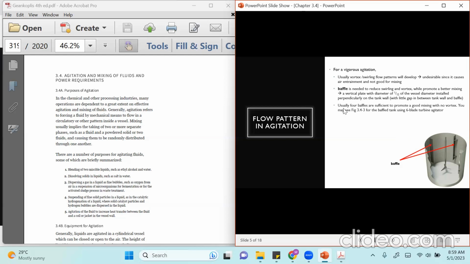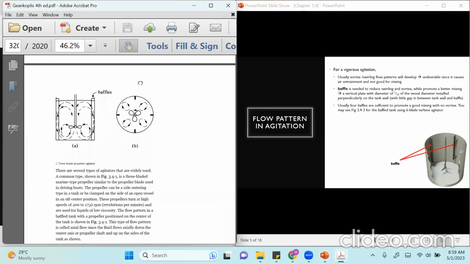Now, to promote a good mixing with no vortex, usually in one tank, we install 4 baffles. You may see figure 3.43.